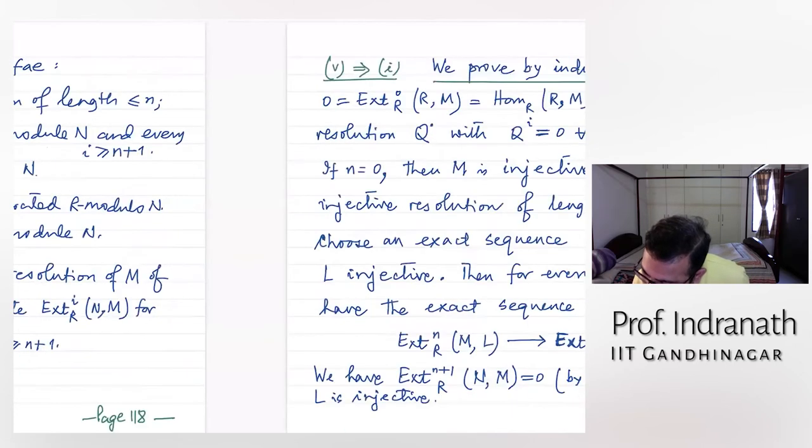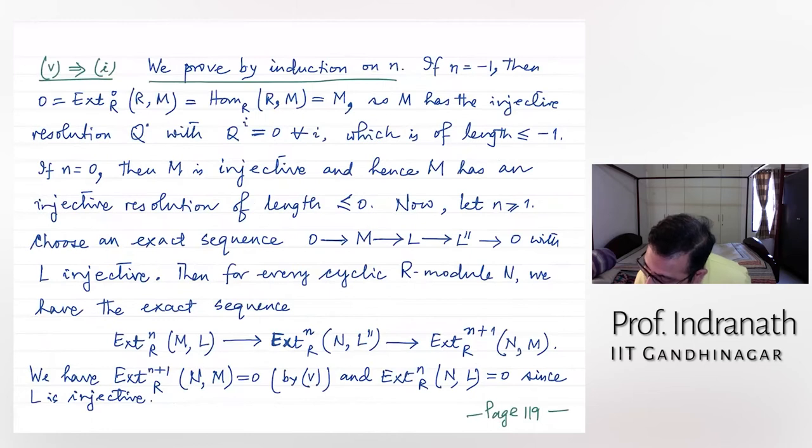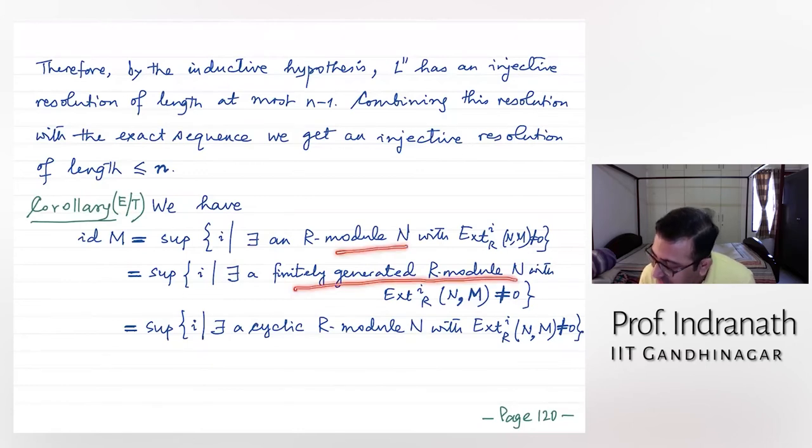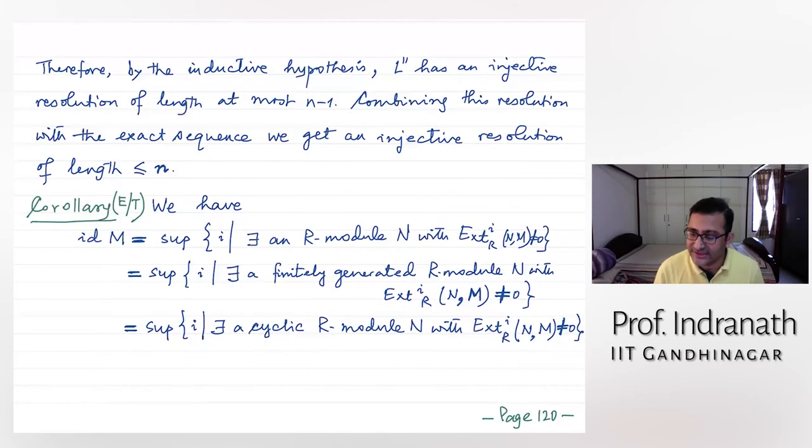So therefore, the injective dimension of a module can be safely translated in terms of vanishing of Ext: the supremum of the i such that there is an R-module N with this being true. But what is interesting here is that gradually you are making this N more and more special. First it was some R-module N, then it becomes a finitely generated R-module N, and then it becomes a cyclic R-module N. This we have already talked about. This is a very nice way by which you can specialize, and you can show that it is good enough to talk about cyclic R-modules N, and then all these numbers become equal.